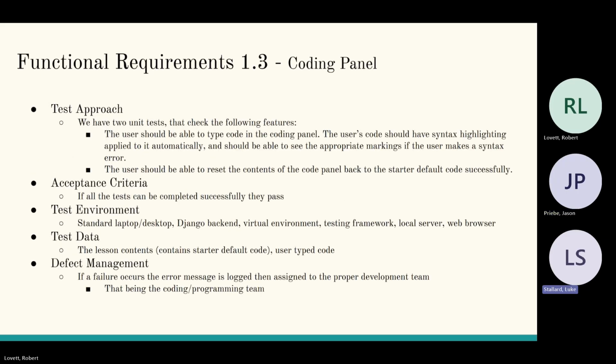All right, functional requirement 1.3 is for the coding panel. We tested 2 things: that the user can type code with syntax highlighting and error marking. And second, the user can reset the code editor to the original starter code. If these work correctly, the test passed. If any formatting or behavior is off, the issue is logged for the dev team.